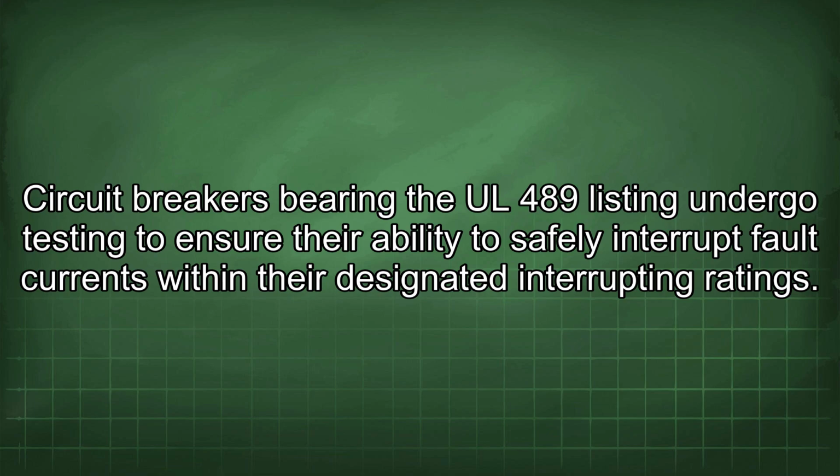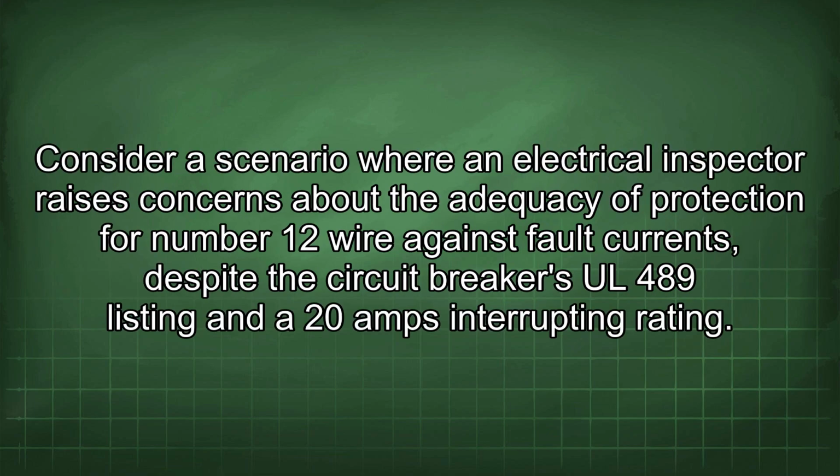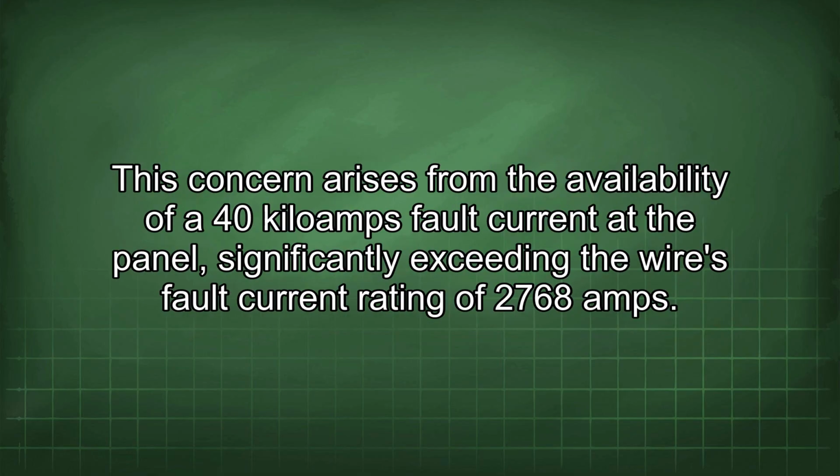Consider a scenario where an electrical inspector raises concerns about the adequacy of protection for number 12 wire against fault currents despite the circuit breaker's UL 489 listing and a 20 amp rating. This concern arises from the availability of a 40 kA fault current at the panel, significantly exceeding the wire's fault current rating of 2768 amps.